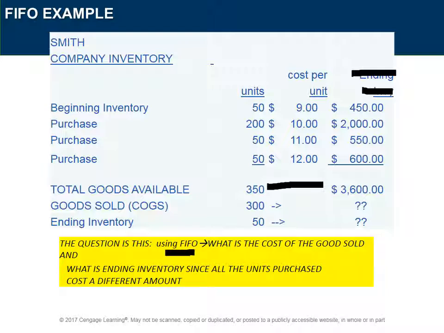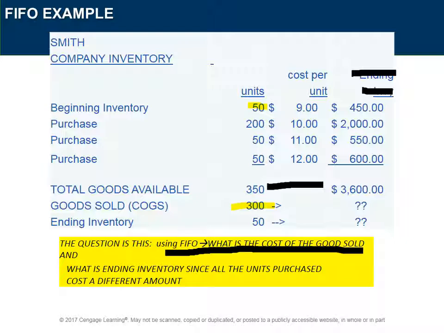3,600 units and 350 units costing $3,600. Using FIFO, what is cost of goods sold and what is ending inventory? So we've got two different ways to do this. This is the first time I'm going to explain it this way. If we assume that we are using FIFO, that means first in, first out. I'll change my ink color to yellow so it's a little bit easier.